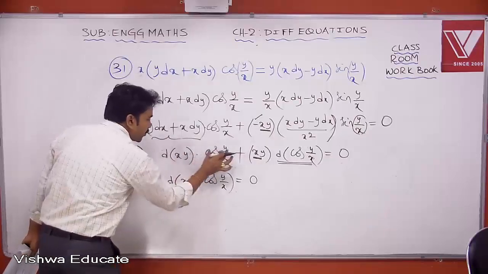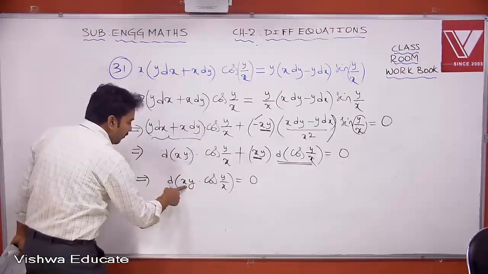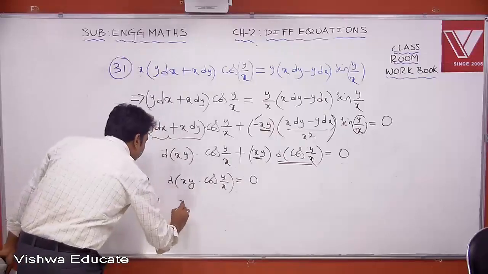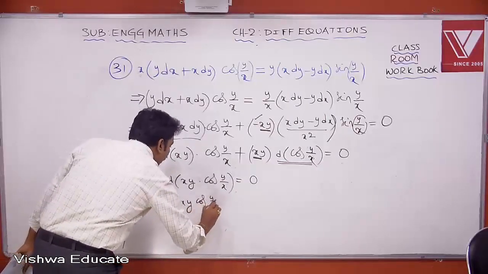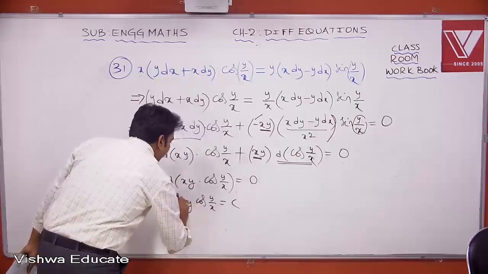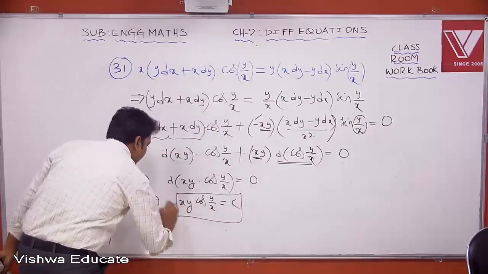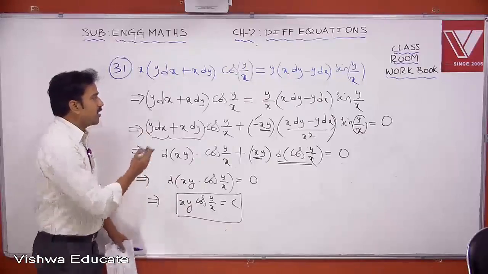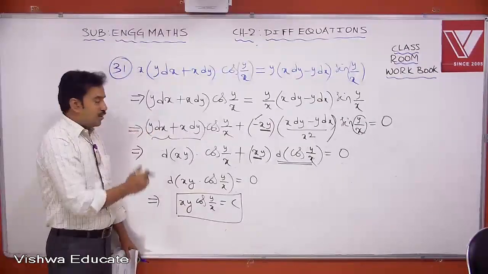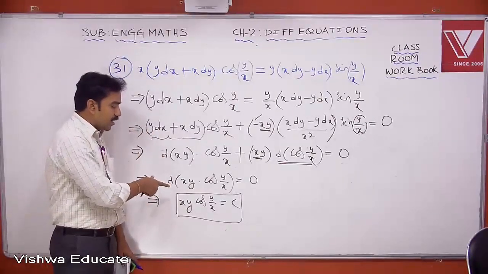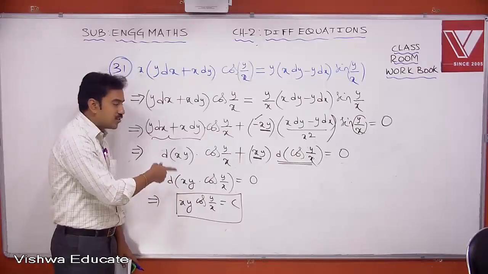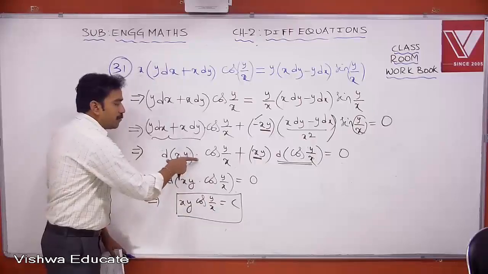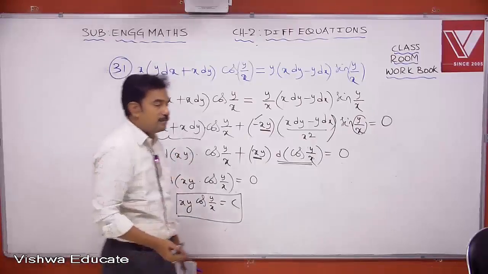This is one variable, this is one variable. It is a product rule. Single variable, single variable. So derivative of something is 0 means this must be constant. So xy into cos y by x equal to constant c. Therefore we got the general solution just by using total derivative method. Only thing is you need to rearrange the terms so that finally it will be reduced to derivative of xy into cos y by x equal to 0. Therefore this quantity must be equal to c. This is simply product rule.